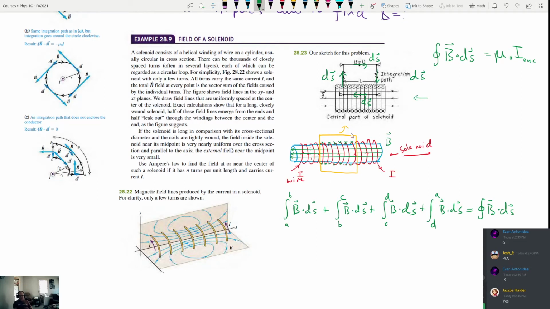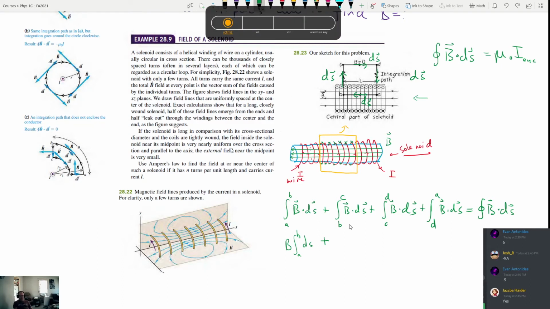And that means that we can write this as just the integral of B ds. And we're going to be able to pull the B out of this as well. So now we're just going to have the integral from a to b of ds for this one, plus from b to c here, the magnetic field points to the left, right? So there's a right angle between ds and B. So this term is going to be 0.